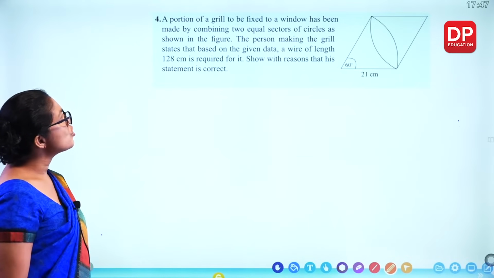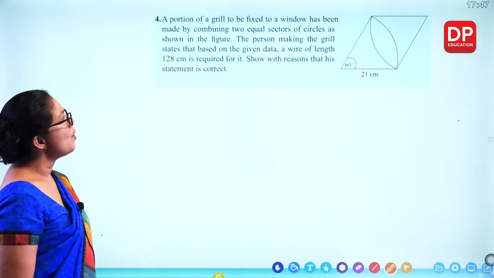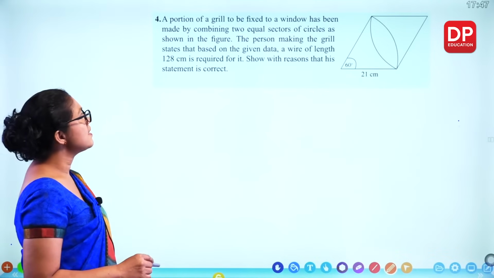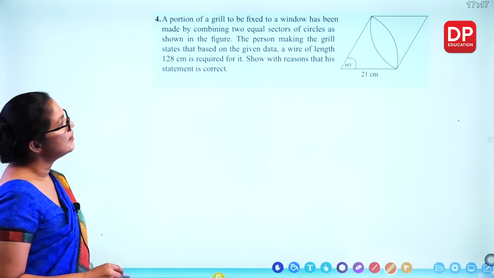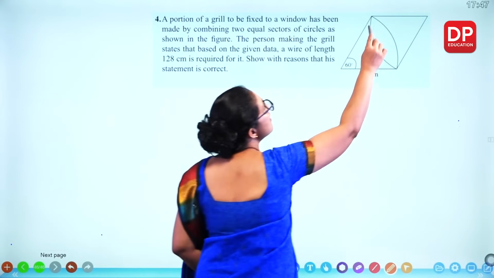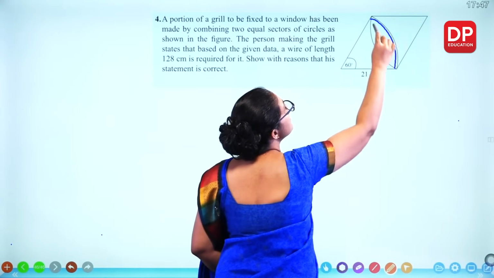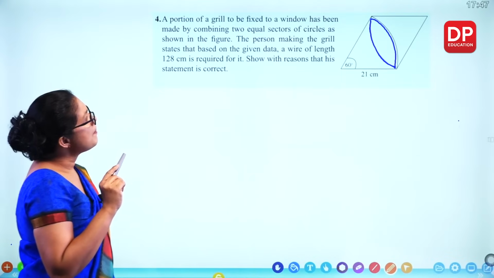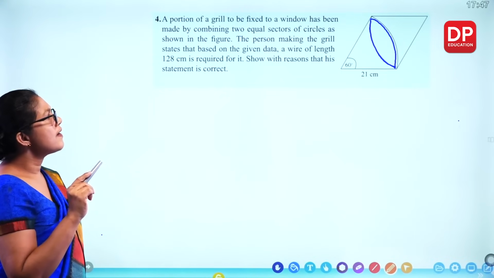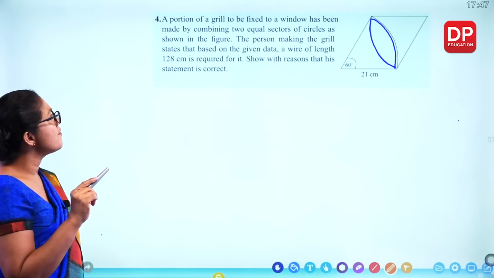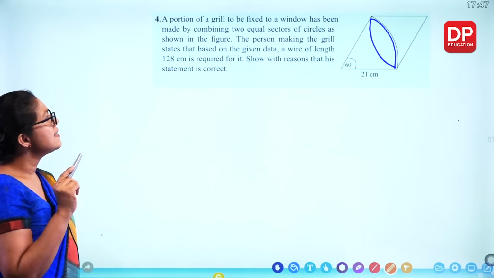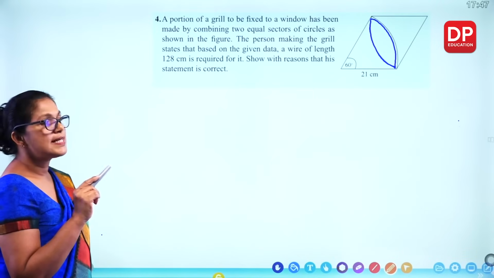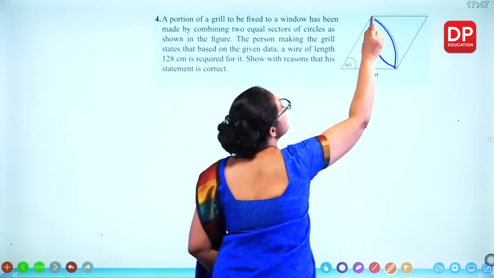Now we'll look at the fourth question. It says a portion of a grill to be fixed to a window has been made by combining two equal sectors of circles as shown in the figure. So equal means this sector is the same as this sector. The person making the grill states that based on the given data, a wire of length 128 centimeters is required for it. Show with reasons that his statement is correct. All these with the wire.